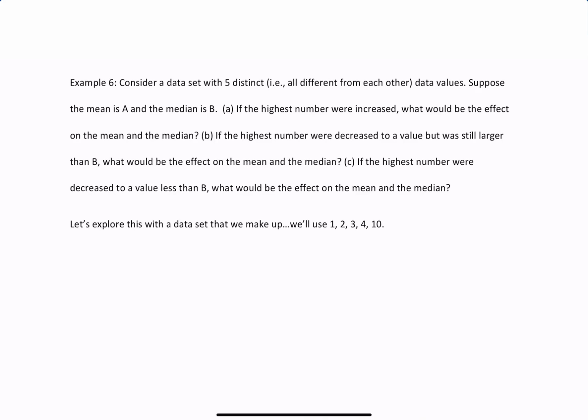I think the best way to explore this question is with an actual data set, so we'll just make one up. We'll use 1, 2, 3, 4, 10. The mean, which this problem is calling A, so that's the original mean of the original data set, would be 1 plus 2 plus 3 plus 4 plus 10 divided by 5, which works out to be 4.